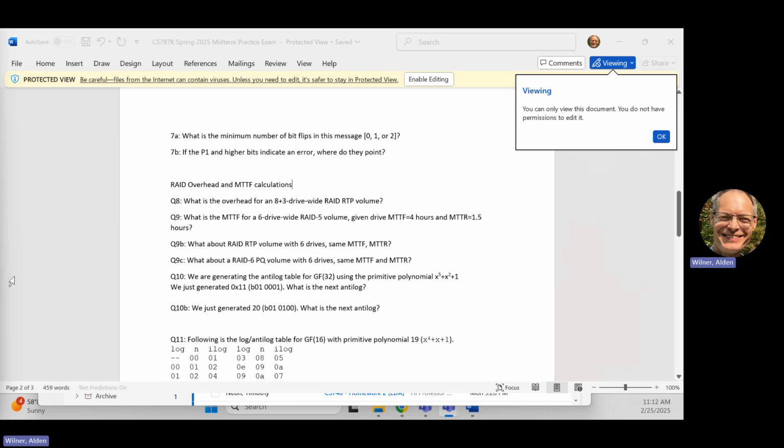Again, we can go through what the calculations are in a moment. And remember, it's a straightforward rule of thumb that you're looking at as to how to calculate the mean time to fail for a RAID volume, right?